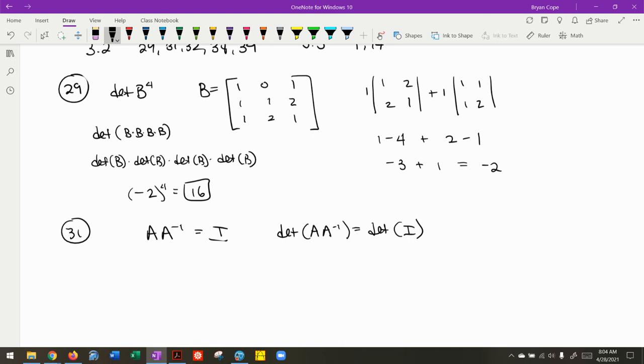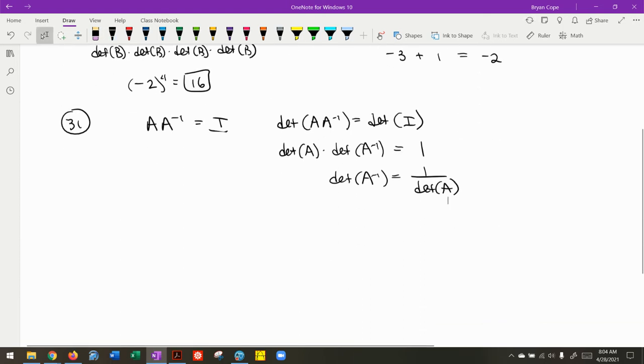And on the left side, we can use our theorem that says, same as before, the determinant of a product is the product of the determinants. So this is det A times det A inverse equals 1. And the thing we're trying to prove is that det A inverse is 1 over det A. So we're basically there. Divide both sides by det A and we have it. Det A inverse equals 1 over det A.